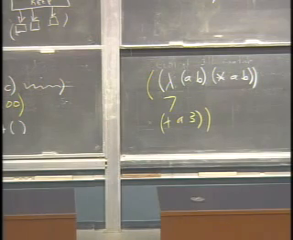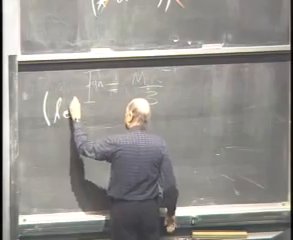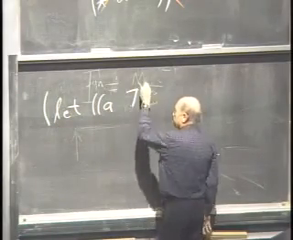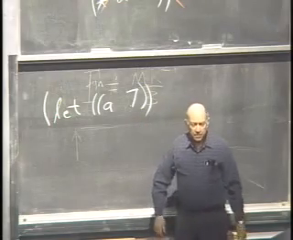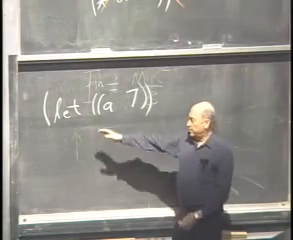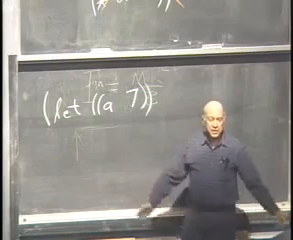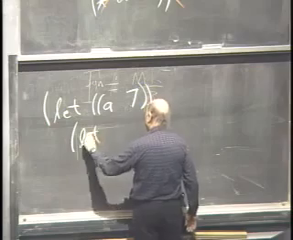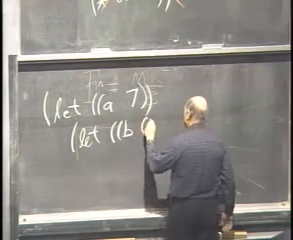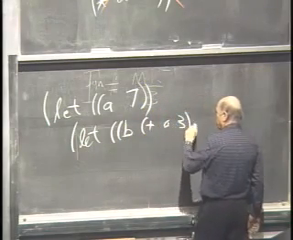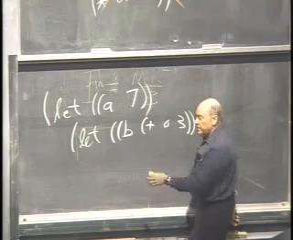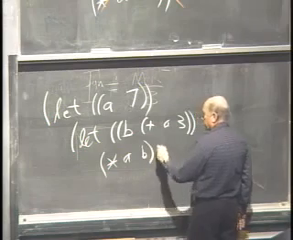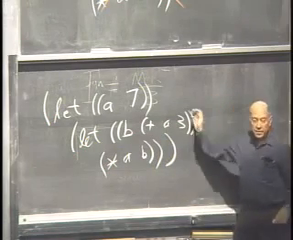I could do this. I could let A be 7. And now, in the body of this let, I'm allowed to use A, which will have the value 7, and so what I'm going to do is another let B be B plus A 3. And the body of the inner let will be times A B. Close the times, close the inner let, close the outer let. This works.